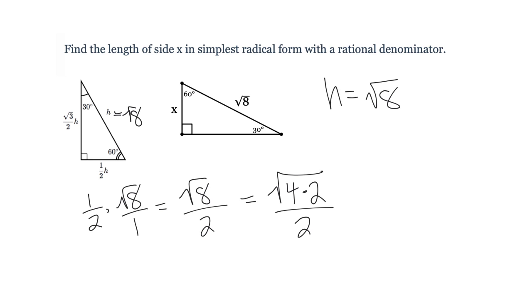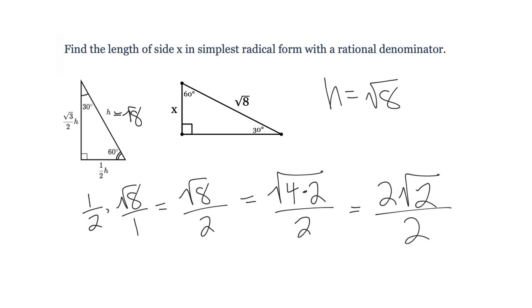4 is a square because 2 times 2 is 4. So now we're going to take this 4 and pull it to the outside of the square root symbol. We're going to take the square root of 4, which is equal to 2. And so now we put the 2 on the outside, and we still have a 2 left over on the inside because it was being multiplied by 2. And then we still have a 2 on the bottom.